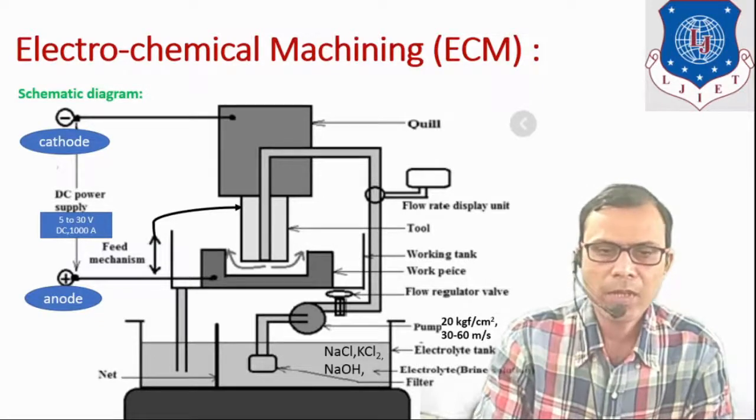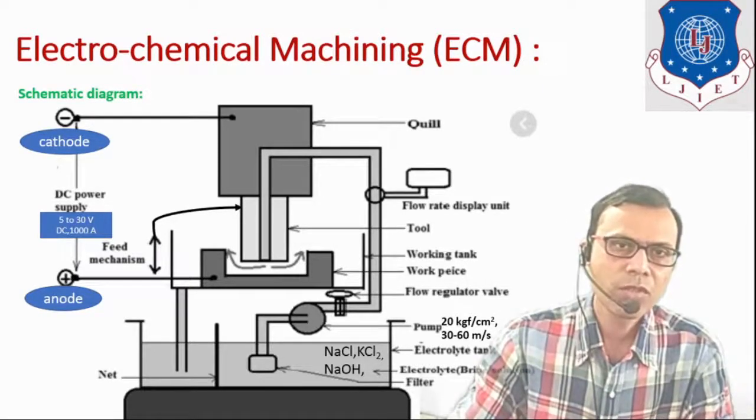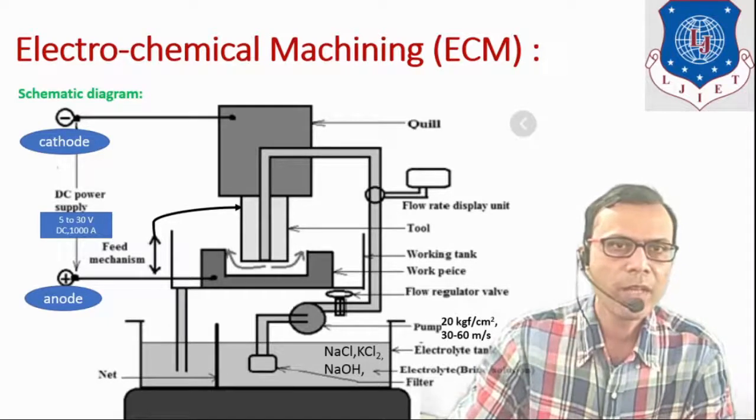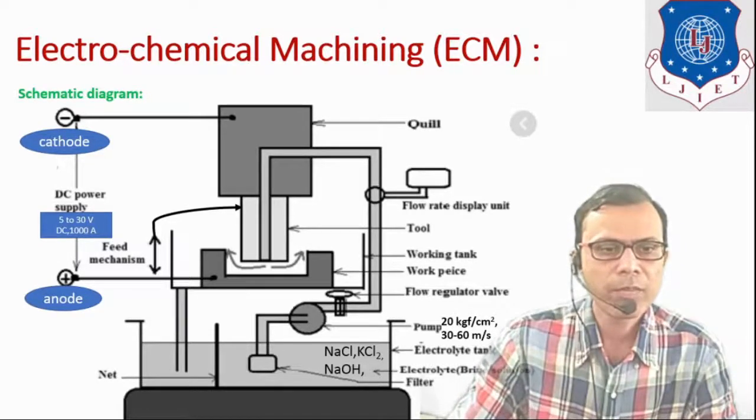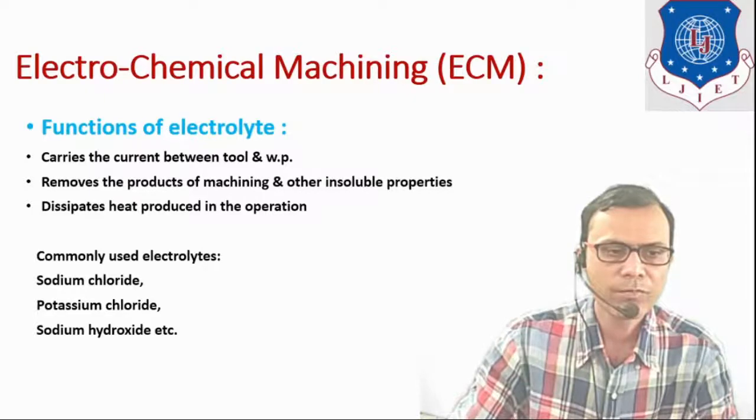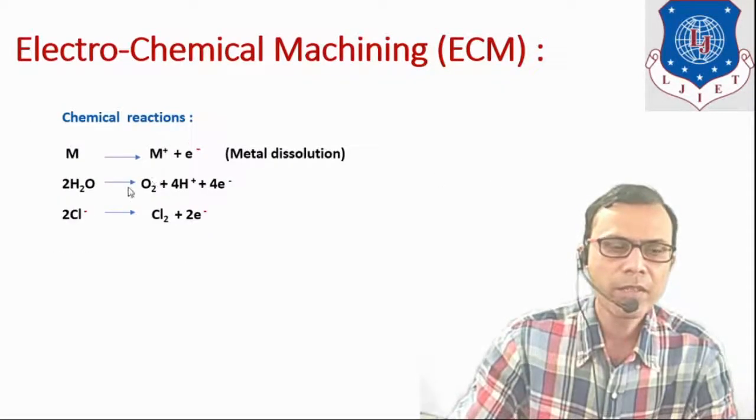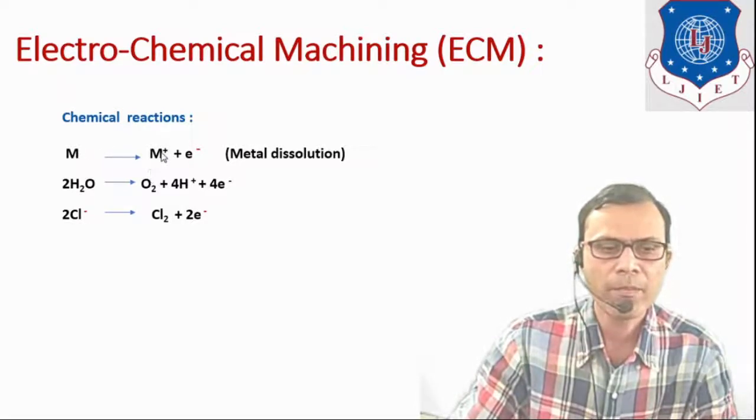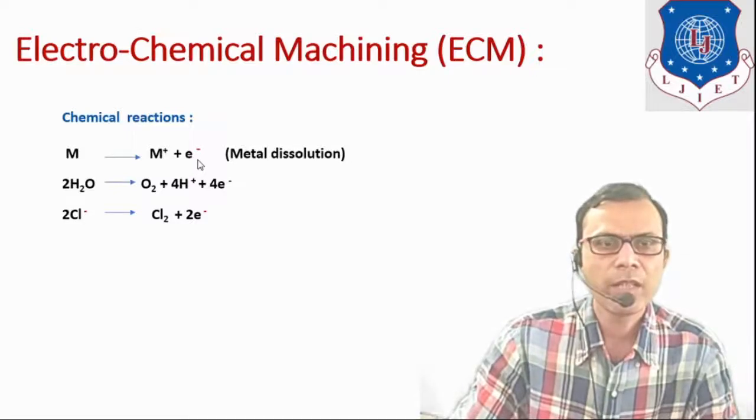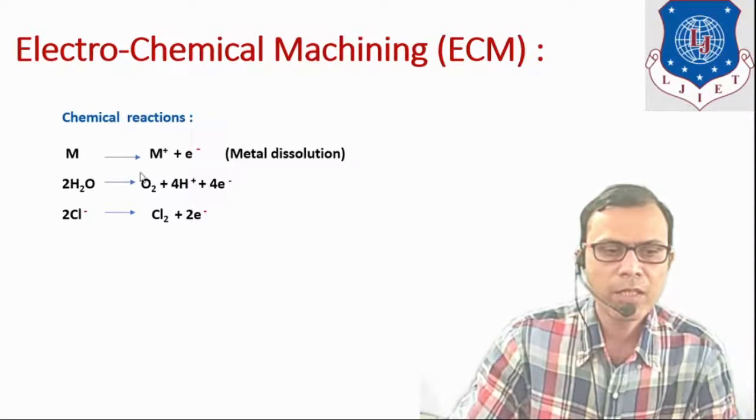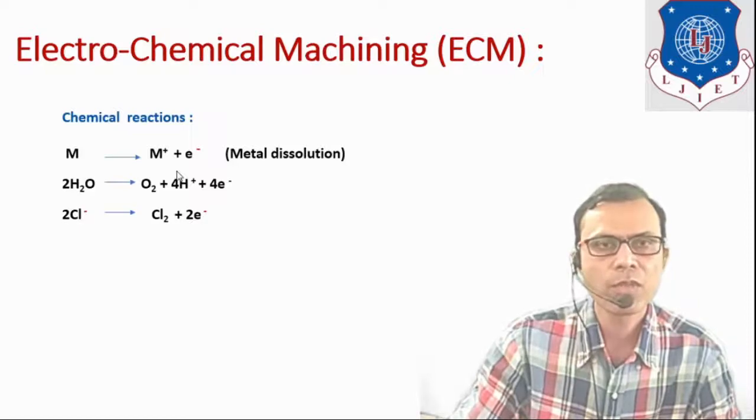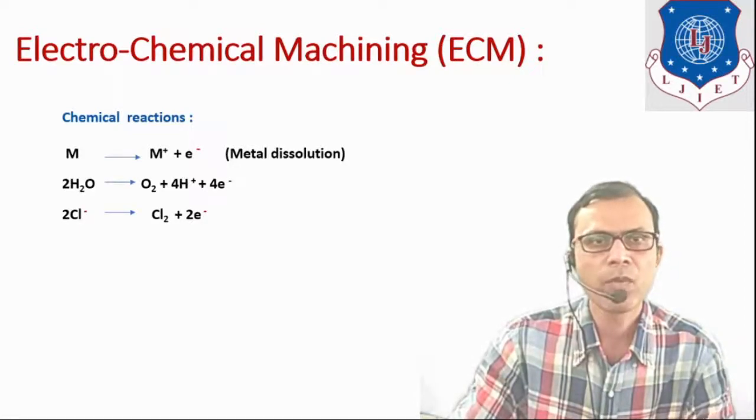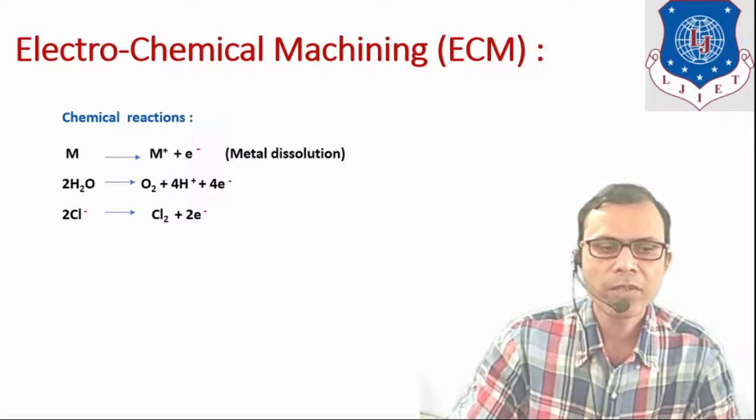So there are some chemical reactions by which the erosion of the workpiece metal takes place. The chemical reactions are here. M represents any metal, so it gives M plus and 1 electron. So it is basically the equation for metal dissolution, showing how metal is removed from the workpiece.